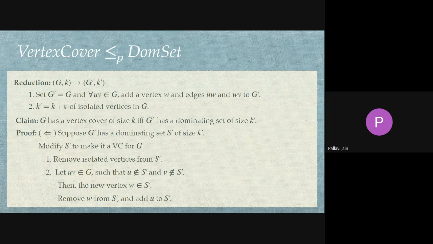Which condition? So number 3, or I mean number 2, right? So all I'm saying is that there is some edge UV, right? And both U and V are not in S prime, right? That's it. In that case, we'll perform this operation W.